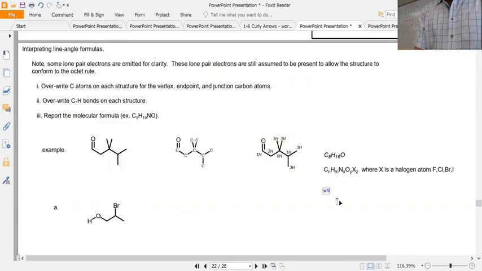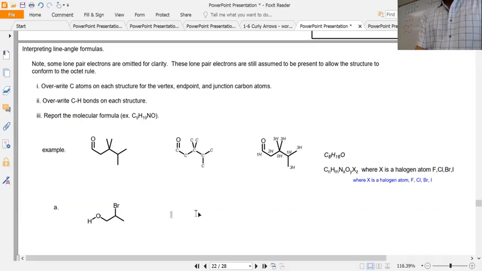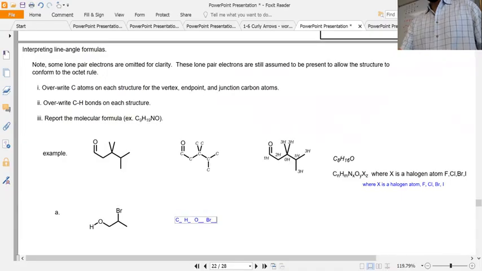Where X is a halogen atom. In other words, fluorine, F, chlorine, Cl, bromine, Br, or iodine, I. Where X is a halogen. Well, I'll start us out here. How many carbons? We've done that problem, haven't we? We did that by itself, so that shouldn't cause you any pause. How many bromines, that shouldn't cause you any pause. The only thing you really have to concern yourself with is the number of hydrogens. So you can do the shortcut or count them out in full.